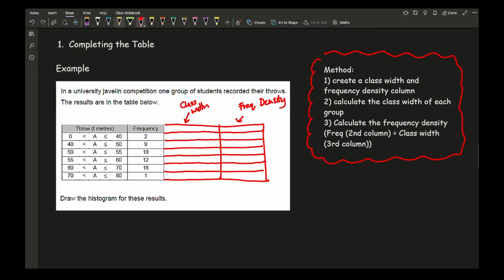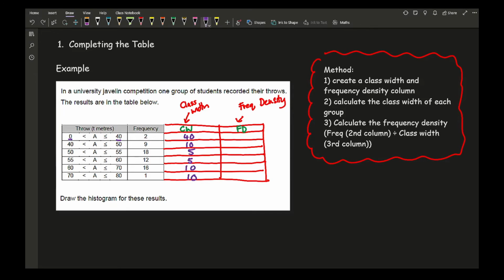Now I'm just going to abbreviate those and use a cut. So I'm going to class CW and FD, but that's basically what it is. So the first thing I'm going to do is find the class width. Here again, if I'm not too sure, I should be able to do this in my head, but if I don't, it's basically the upper bound take away the lower bound. So the first one is going to be 40, then it's 10, then it's 5, then it's 5, then it's 10, and then it's 10.